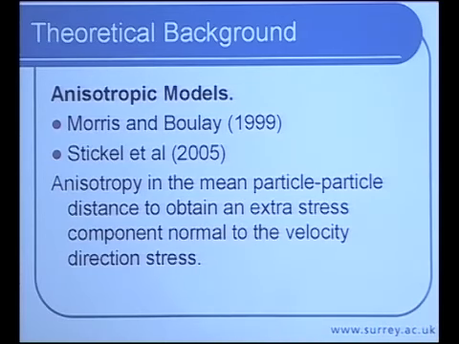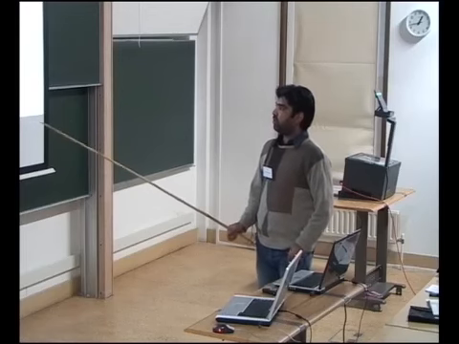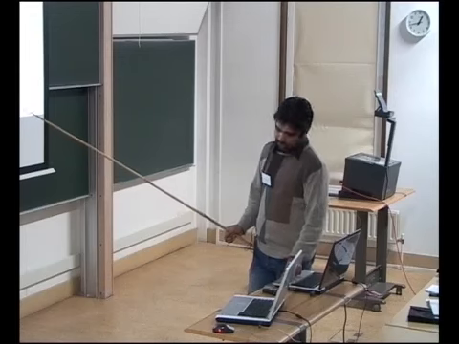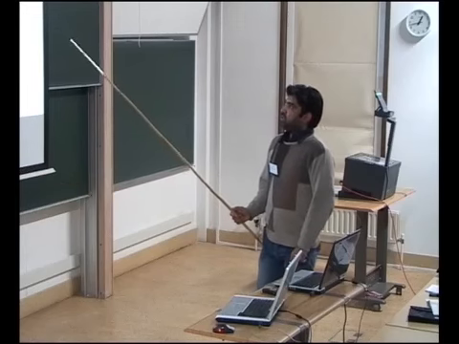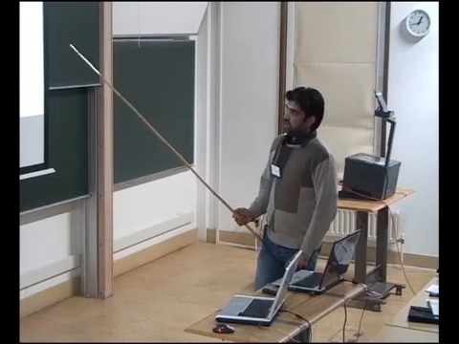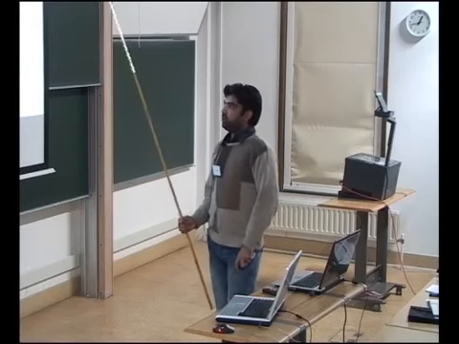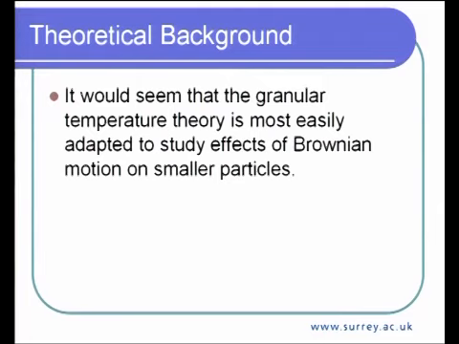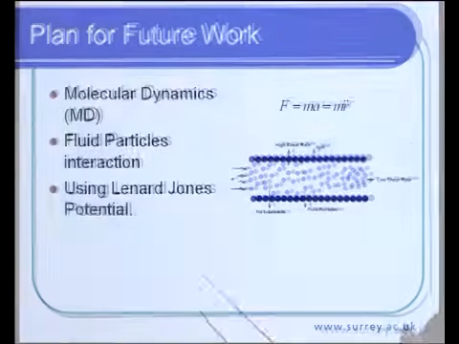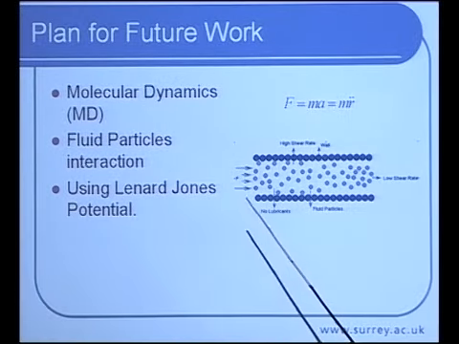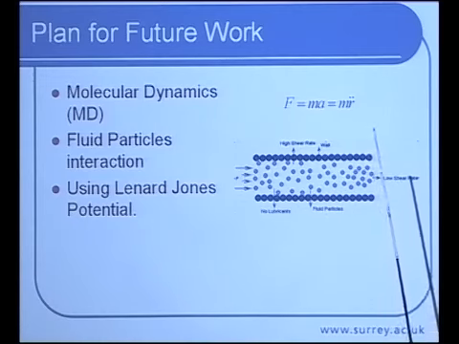Anisotropic models: Morris and Boulay and Stegelt presented the anisotropic models, where anisotropy is the mean of particle distance to obtain an extra stress component normal to the viscosity direction constant. After this, it would seem that the granular temperature theory is most easily adapted to study the effect of Brownian motion in smaller particles. So we will study the granular temperature to imitate the Brownian motion of smaller particles.